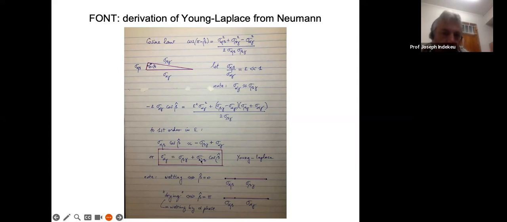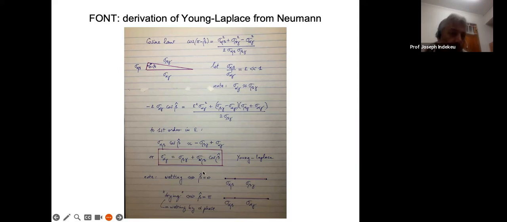This small contribution is proportional to sigma alpha beta and the cosine of beta hat. Now, if sigma alpha gamma is indeed the largest one, then cosine beta hat is positive, but it could also be that sigma beta gamma is the largest one, in which case cosine of beta hat is negative. So this is also possible. All the possibilities actually are covered by this equation. We can go to 2 limits.